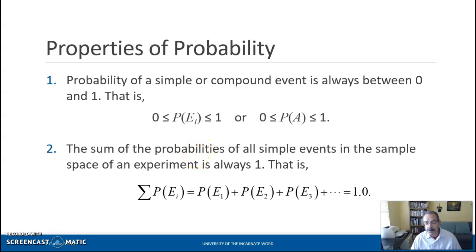Another very important property of probability is that if you sum the probabilities of every outcome of an experiment, they must add to 1. If this is not the case, then your assignment of probability, even though maybe between 0 and 1, is not correct, because the total probability is always 1. And we will use these properties later on when we talk about probability distributions. So very important, please remember that.